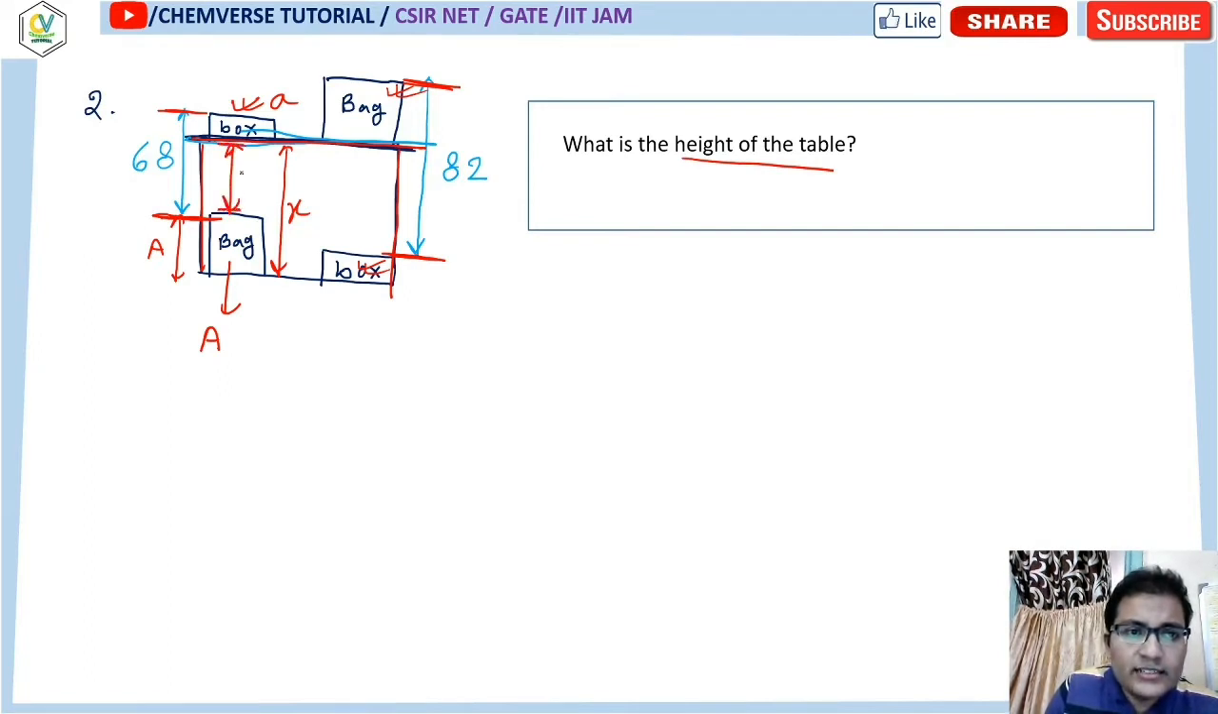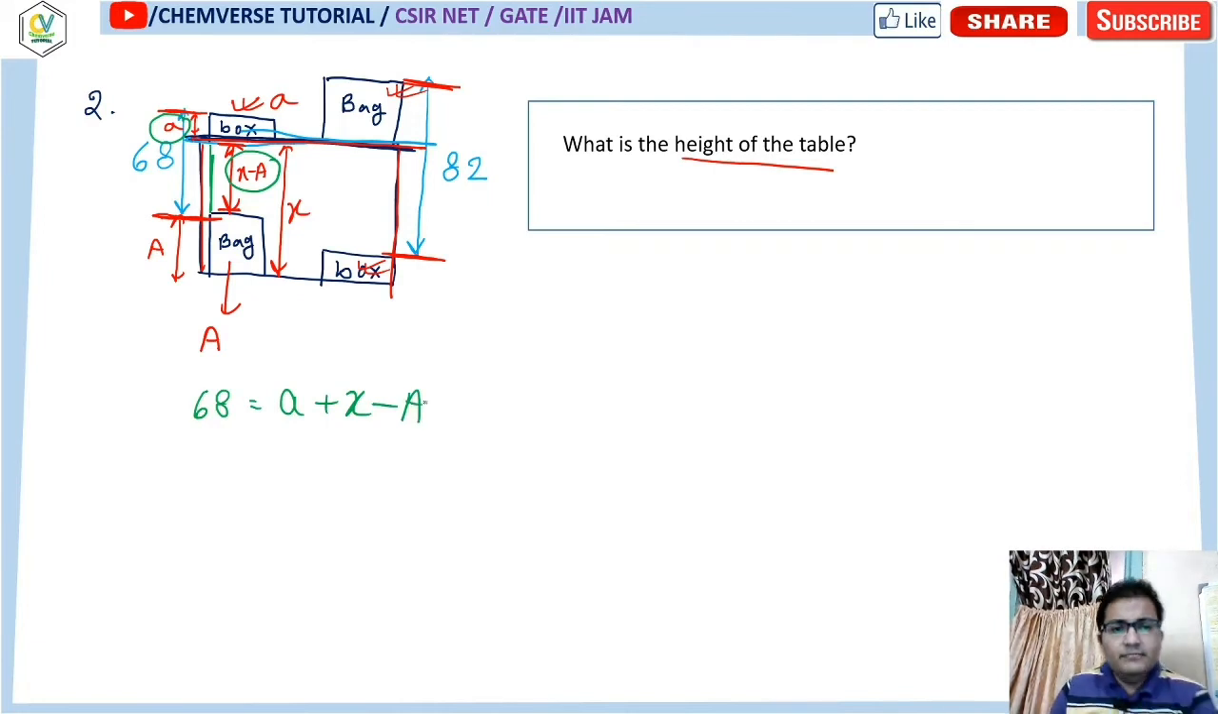distance or this height is nothing but x minus capital A, okay, and the height of the box is small a. So I can combine and form my equation, that small a is the height of the box and x minus capital A is this gap. So that is why 68 is equal to a plus x minus A.